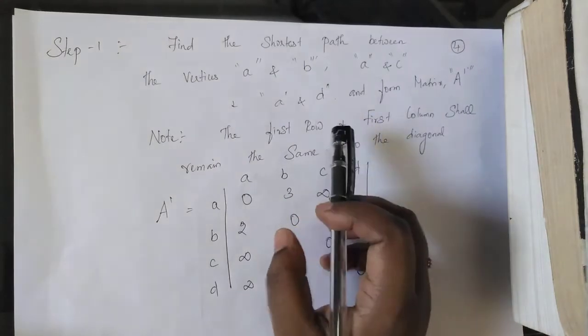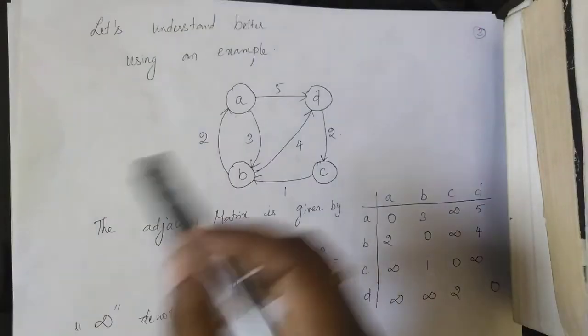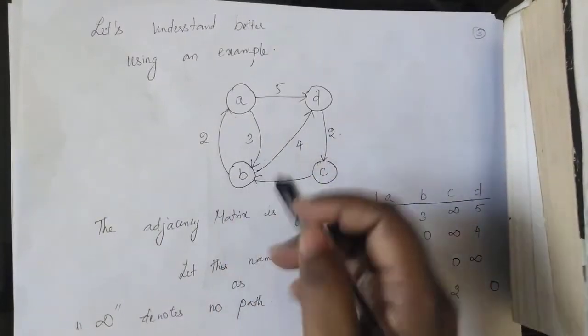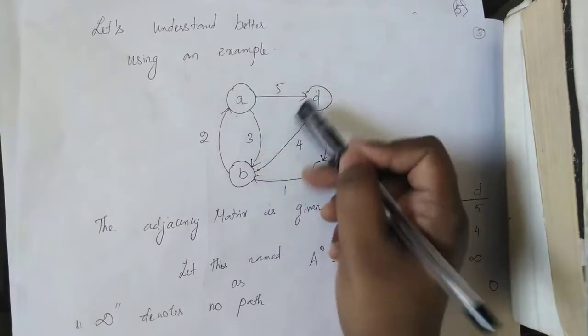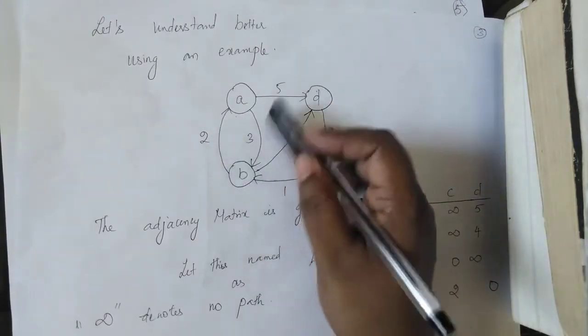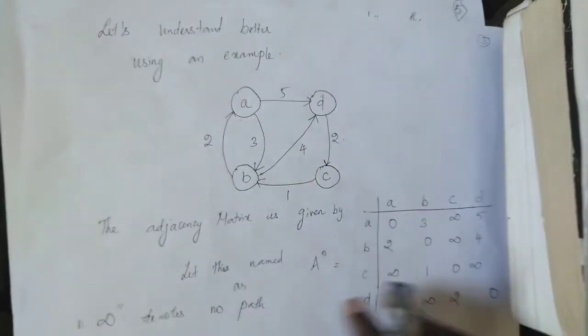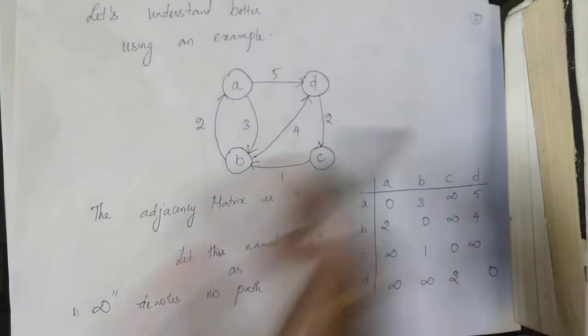We'll understand using an example. We'll use this example graph to solve the problem. This is a graph which is directed and it has 4 vertices or nodes. These are the edges and they are given values. So it is a weighted and directed graph.